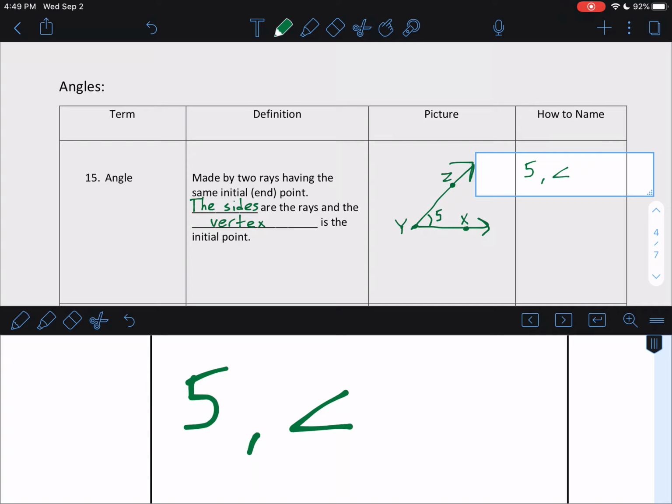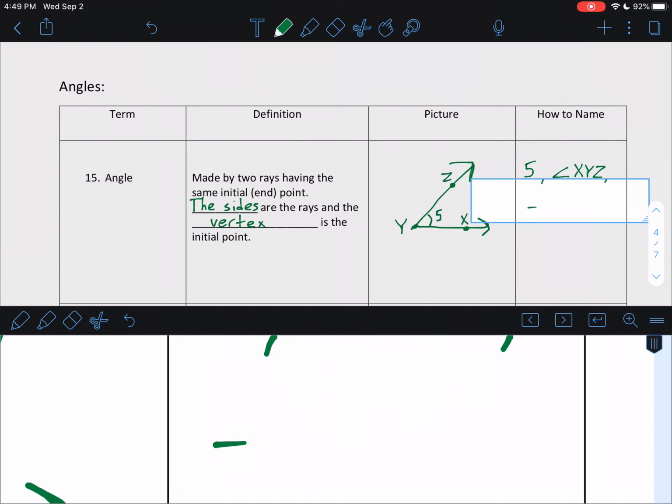So the ways we can name this, I could call this 5, or I could call this angle, and you want to draw that little angle symbol every time, and no matter how big the angle is, you always want to draw the symbol exactly like that. And angle X, Y, Z. Or another thing I could name this angle is angle Z, Y, X, because that tells me that I have it starting at Z, the middle point is the Y, and then it goes to X. Or it starts at X, the middle point is the Y, and it goes to Z. I cannot have X or Z in the middle of the name.